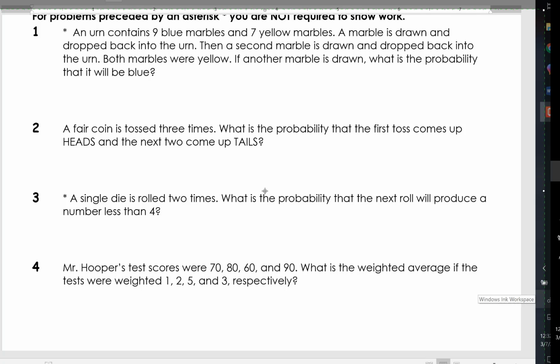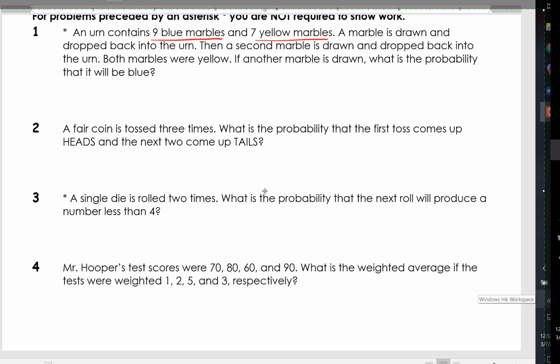Okay, so we're going to look at a few commonly missed problems on the last test. This first problem: an urn contains 9 blue marbles and 7 yellow marbles. So you have this urn that has 9 blue marbles, 7 yellow marbles. That's a total of 16 marbles in the whole thing.